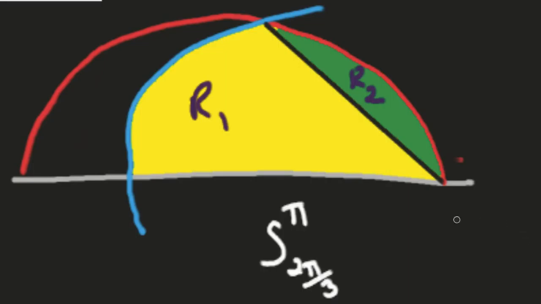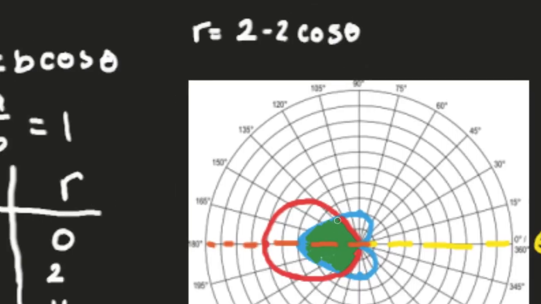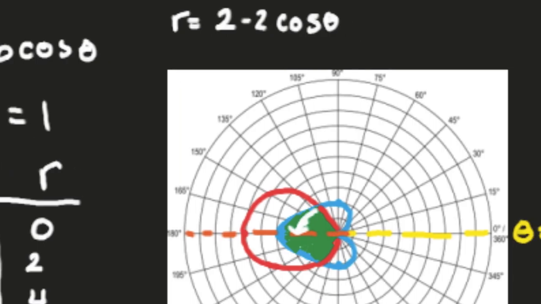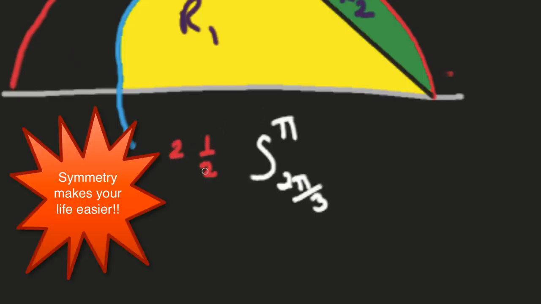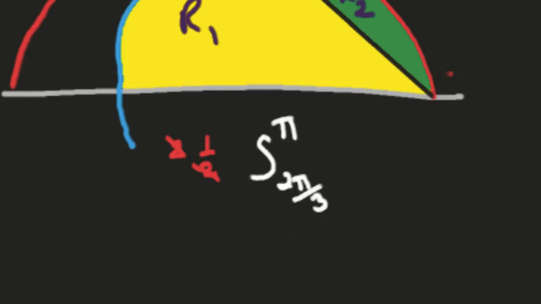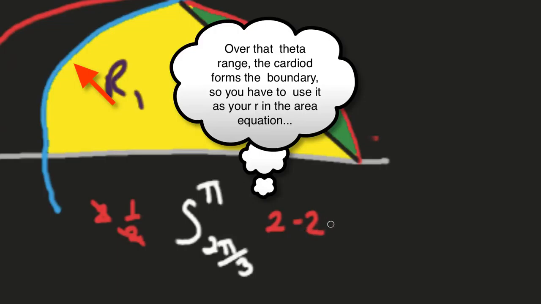So we have 2 pi over 3 to pi because I told you I was going to use symmetry. So what I did was I went from here to there and stopped. So that's why I didn't write the 1/2 there, because technically there should be a 2 times 1/2 there, and that'll cancel. So here what we end up with is r squared, which is going to be the 2 minus 2 cosine theta, squared.